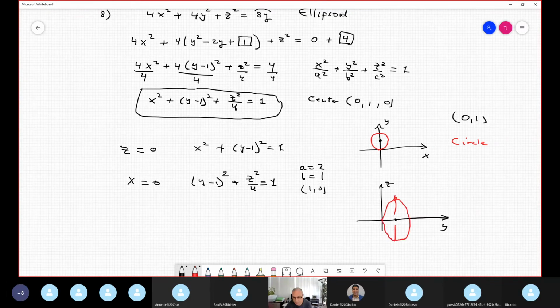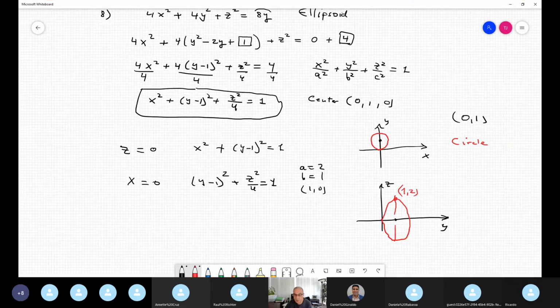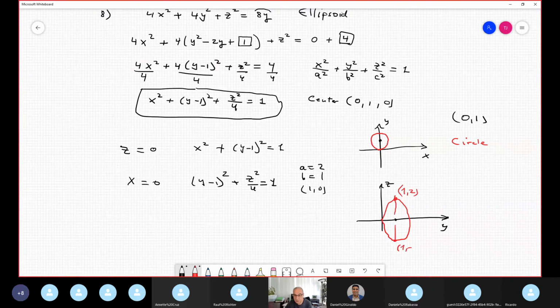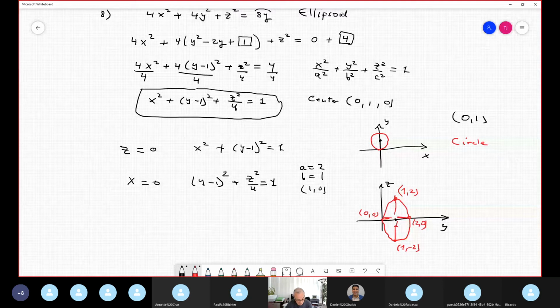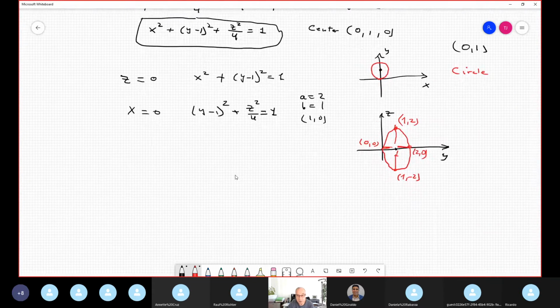At this point, is the point 1, 2. This point is 1, negative 2, no? This point is, this is 1, no? This is 2, 0. Because of 1 in this direction, and 1 in this direction, this point is 0, 0. Okay. Everyone follow me or not?